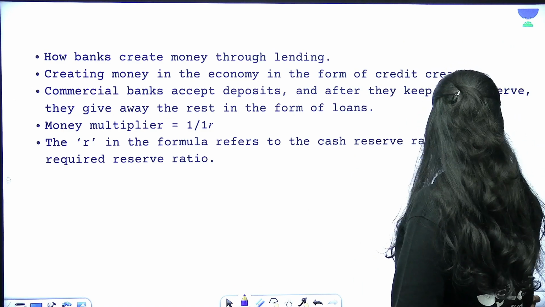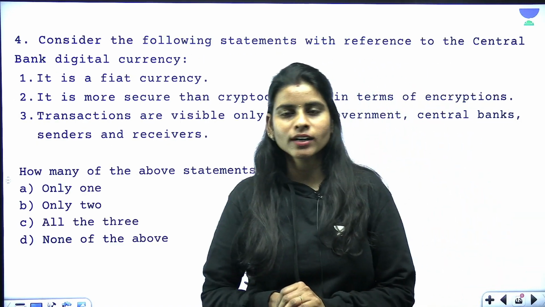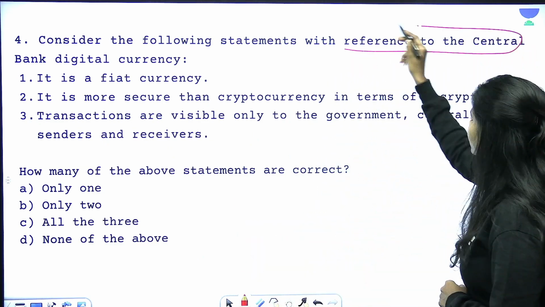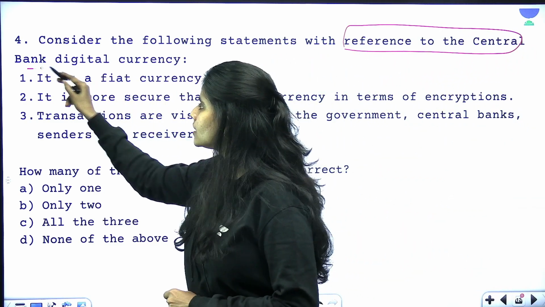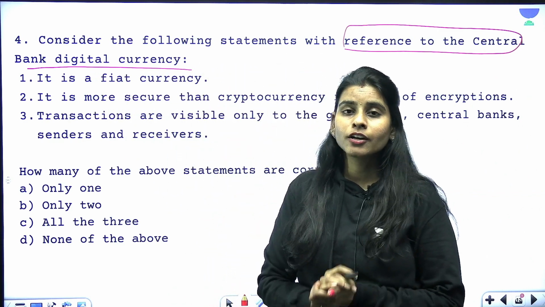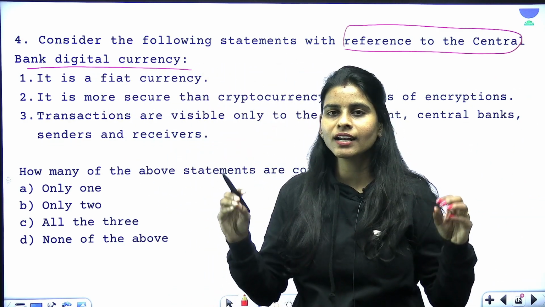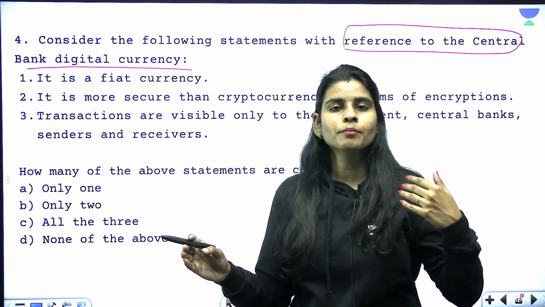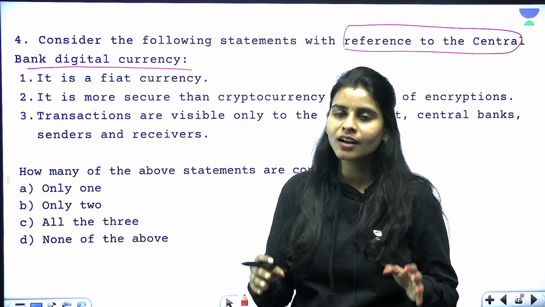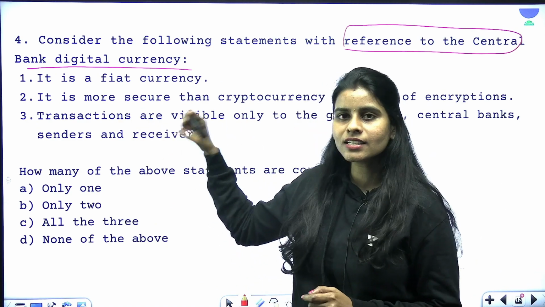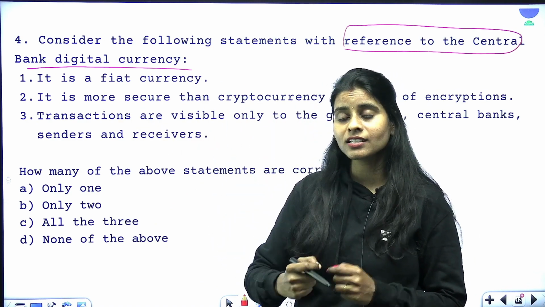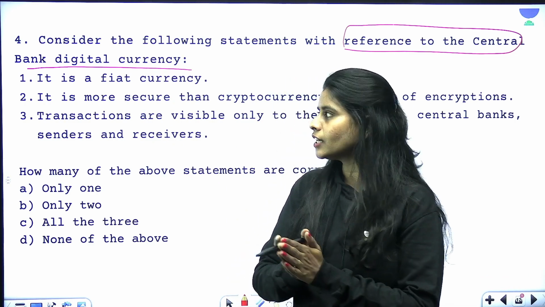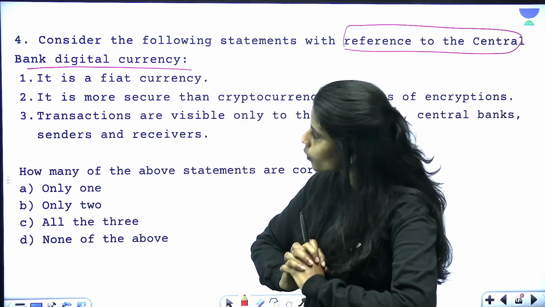Moving forward from here, we have the next important question, that is central bank digital currency. With reference to central bank digital currency, consider the following statements. You have to definitely know in and out about all forms of digital currencies that exist, bitcoins, cryptocurrencies, and everything. Why? Because these are recent technological advancements and they have a huge amount of potential in the future as well. So definitely you have to read about this. Let's see the options now.